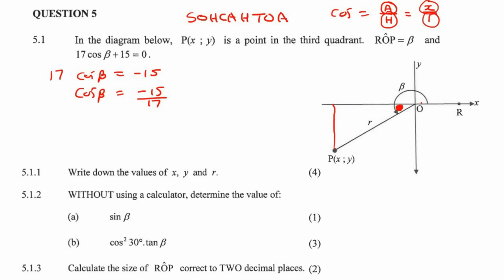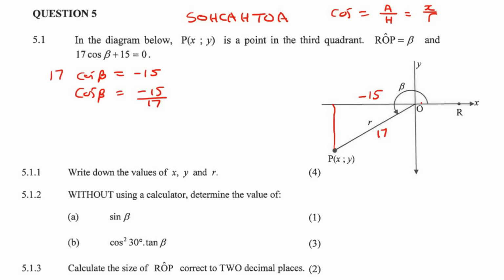So remember, cos is the adjacent, or if you want, you can say x. So they're telling us there that the x is negative 15. Okay, so we can put a negative 15 over there because that's the x. And then they're telling us here that the radius is 17. So the radius is 17, like that.